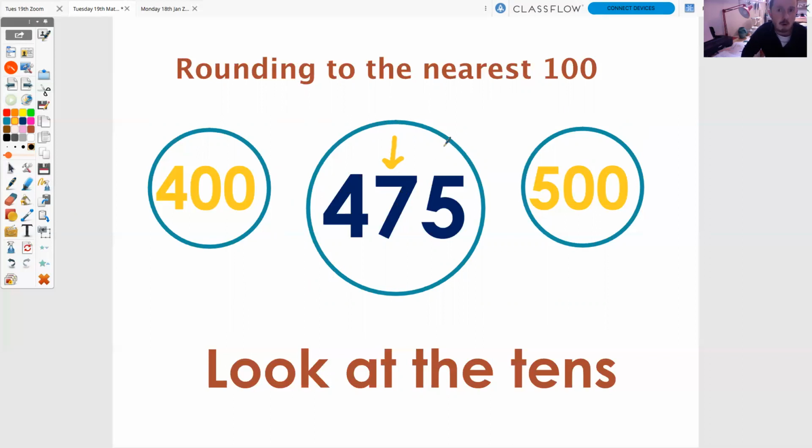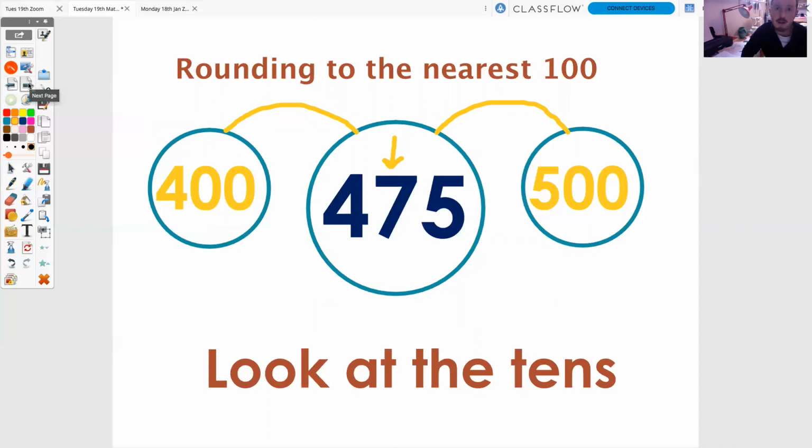If it's 5 or more, it's going to go up. If it's 4 or less, it's going to go down. Okay? So that way we need to make a decision. Well, it's 7. We've seen this before. It's 5 or more, so it goes up to 500.